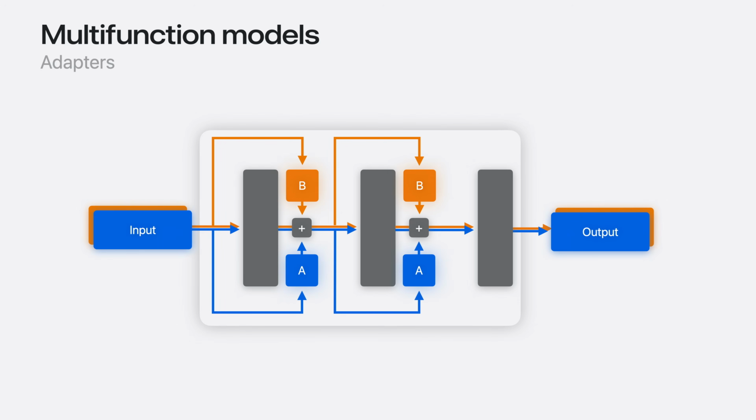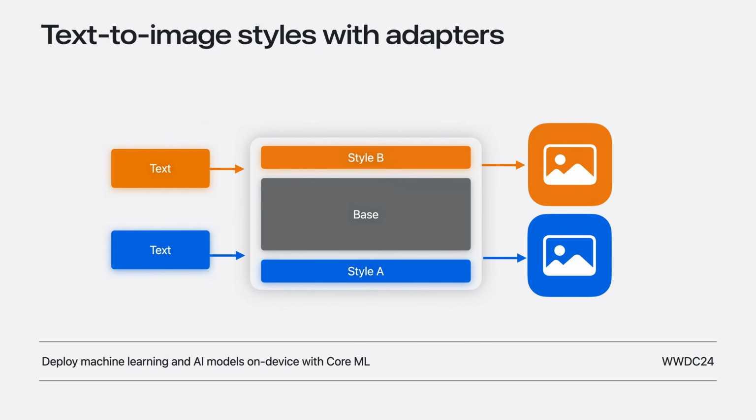You can use Core ML's new multifunction models to capture multiple adapters in a single model. A separate function will be defined for each adapter. The weights for the base model are shared as much as possible. Check out the Deploy Machine Learning and AI Models on Device with Core ML video to learn more about integrating multiple functions into your app. You will see a text-to-image example where a single model with multiple adapters is used to generate images with different styles.